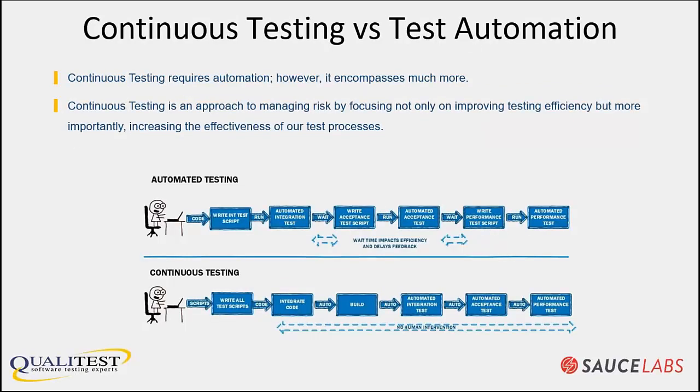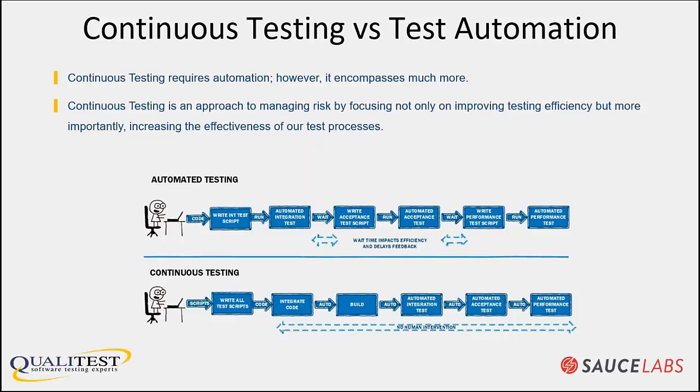So continuous testing, of course, requires automation. However, it encompasses more than that. It's really an approach to managing risk. And the way we manage risk is focusing not only on improving our test efficiency, but also, and more importantly, the effectiveness of our test processes.